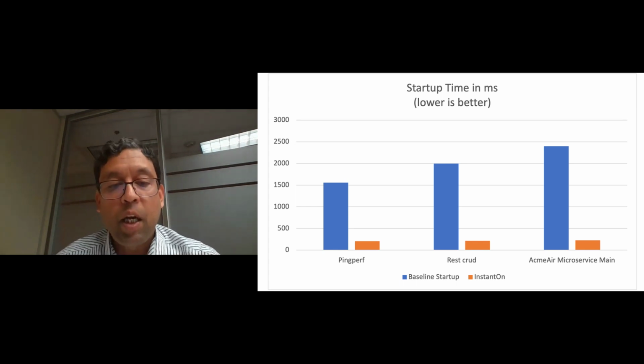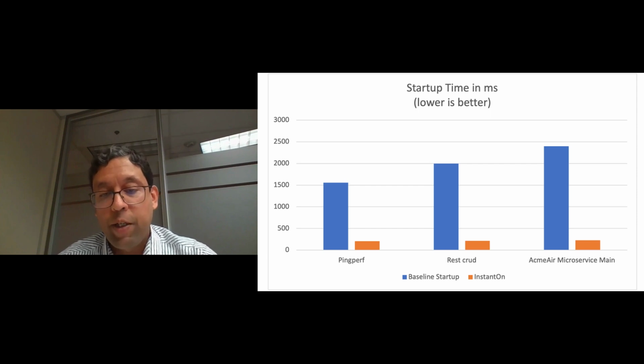The second one is a slightly more complex application. It's called REST CRUD, which has a database access in it. And again, in this case, we were able to achieve a 10x speed up and get down to that 200 millisecond or so range. Finally, the third application is an Acme Air microservices application. So this is a MicroProfile application. And this is more interesting in that it's doing a greater amount of computation. There's more business logic here. And again, in this case, we're able to start up well under 500 milliseconds. I think it's closer to 250 milliseconds in this case as well.